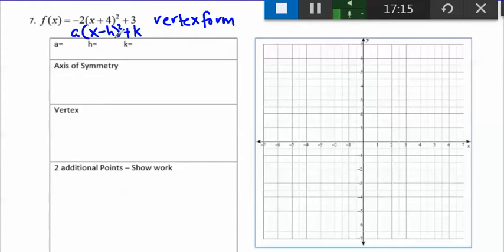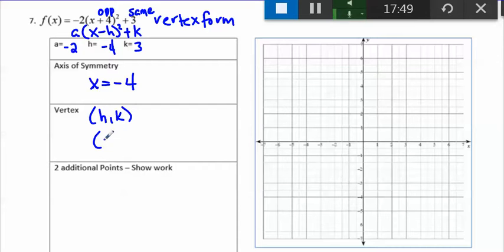Because it says x minus h, the vertex is the opposite of this number and the same as this number. So our a is -2, our h is -4, the opposite, and our k is 3. So the axis of symmetry is always going to be x equals, because it's a vertical line, and it's going to be this -4, which is the x of your vertex. And your vertex is the h and the k, so that's (-4, 3).